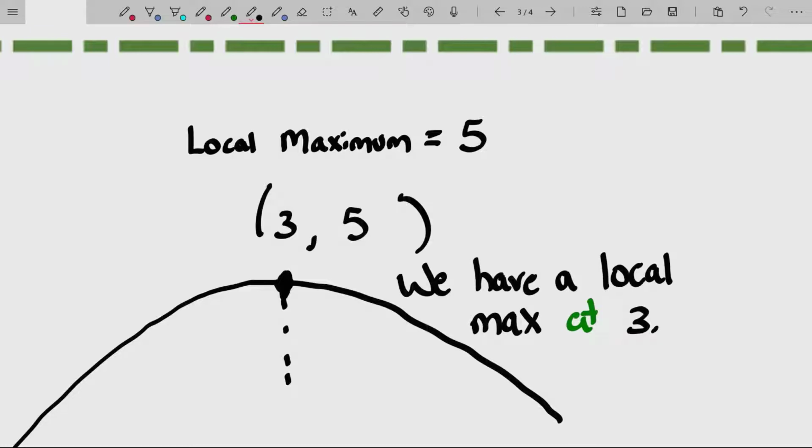So when somebody says, what's the local maximum? It's sort of like saying, what's your maximum salary? You don't tell them the year that you get it. You tell them the maximum salary. If they said, when did you get your maximum salary? Then you would state the input, or the year with which you got that maximum salary.